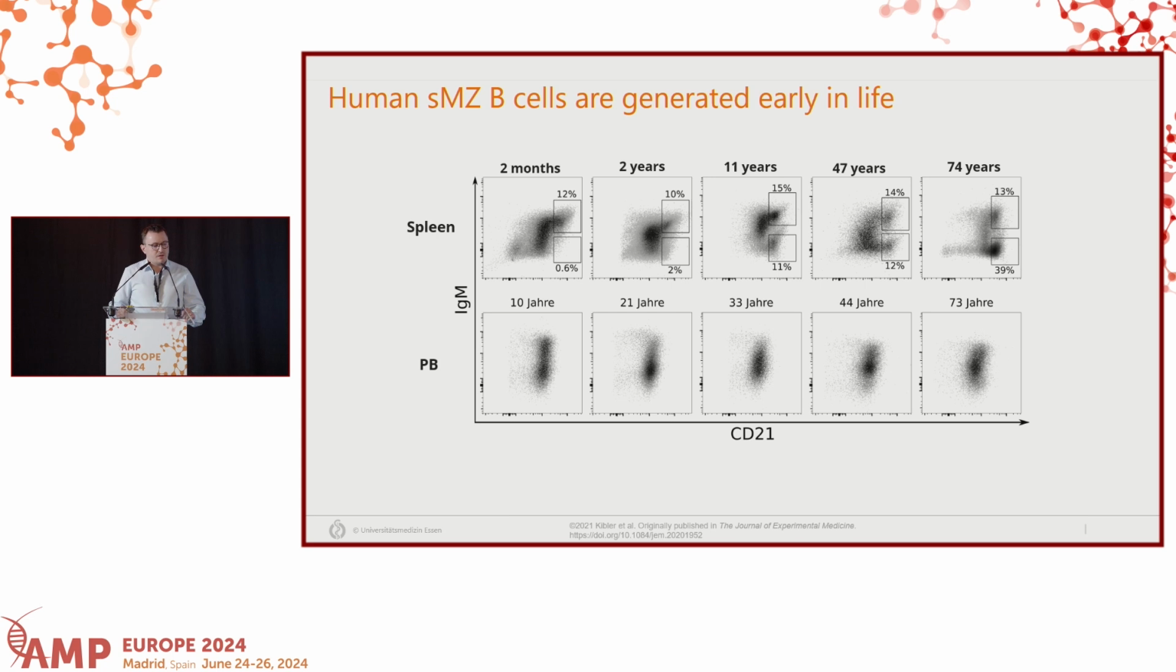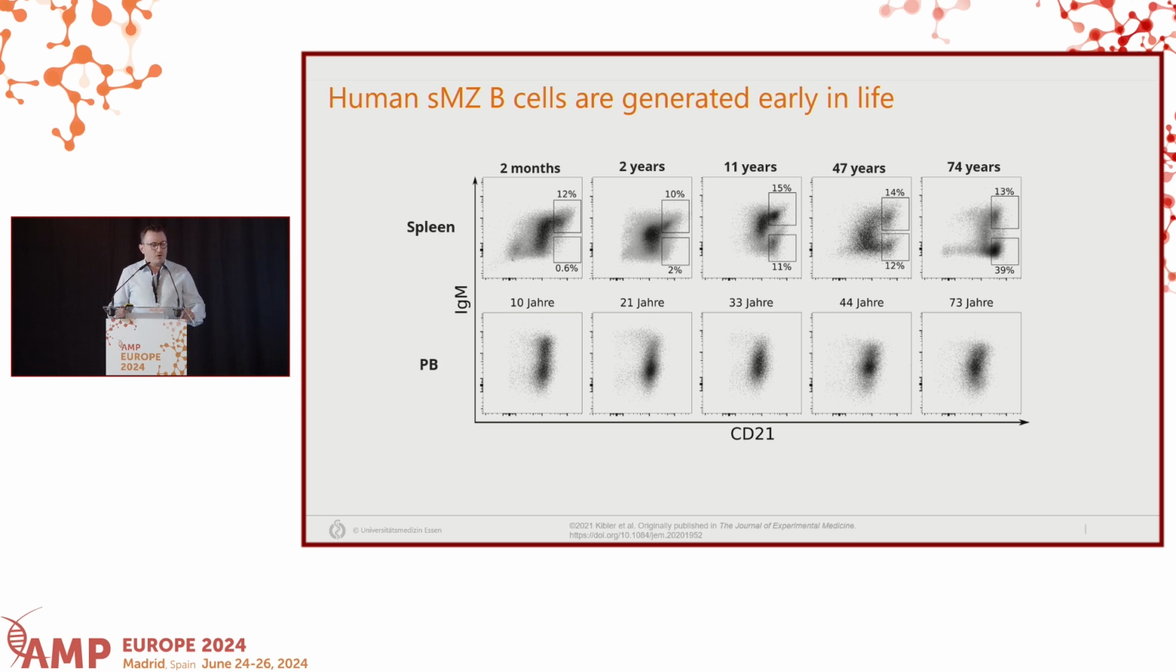And as you can see throughout life, the composition of the marginal zone changes, while the IgM expressing marginal zone B cells remain at a quite constant level, around 10 to 15% throughout life. In the 2-month-old individual, you can see that there are hardly any class-switched marginal zone B cells. And they slowly accumulate until late childhood or early adulthood. They reach a similar abundance as the IgM-expressing marginal zone B cells, around 10 to 15%.